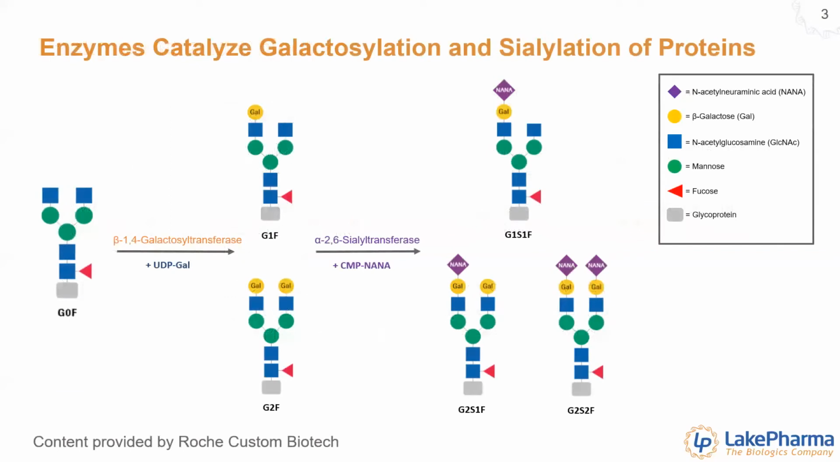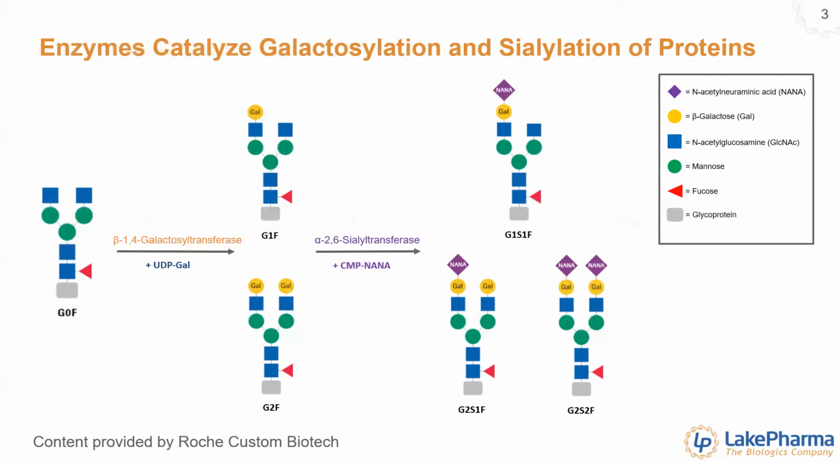On slide 3, this is an illustration of IVGE, in which enzymes are used to catalyze galactosylation and sialylation of proteins. This content is provided by Roche Custom Biotech, and the reagents we used in the study are also provided by Roche Custom Biotech and are available.